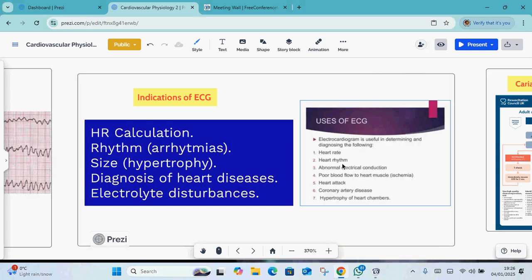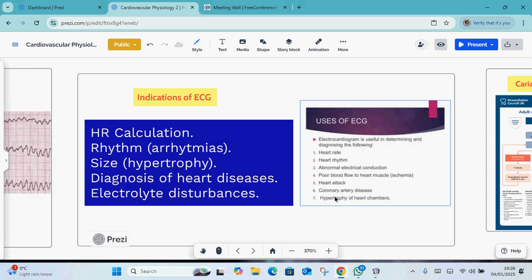Rhythm, we said normal sinus rhythm when there is a P wave, because the P wave is a sign of conduction starting at the sinoatrial node. Abnormal electric conduction when there is no P wave, and that can be nodal from the AV node or from the ventricle.